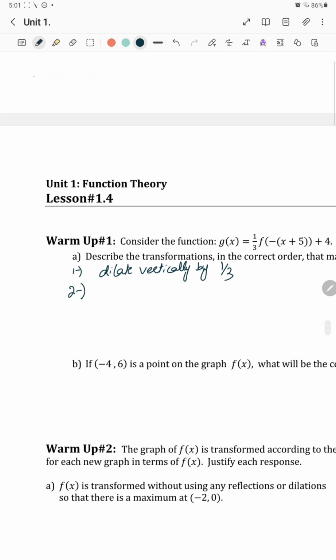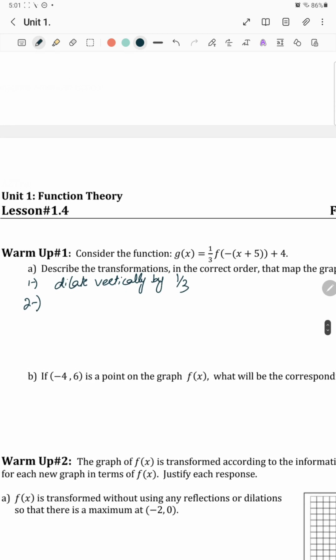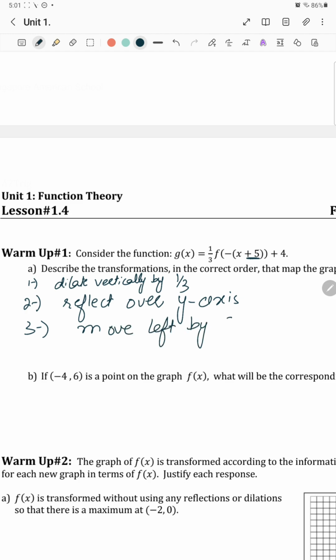Number two option is reflect over x-axis or y-axis. Reflect over y-axis. Then plus 5 means move left by 5. Plus 4 means move up by 4.